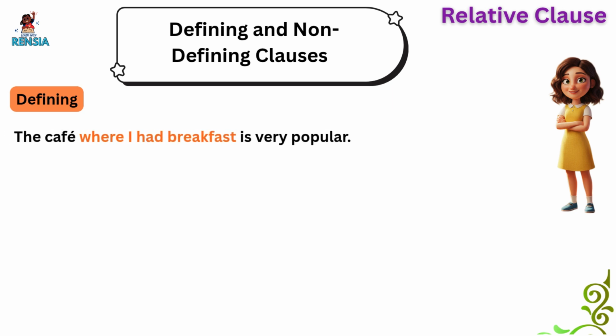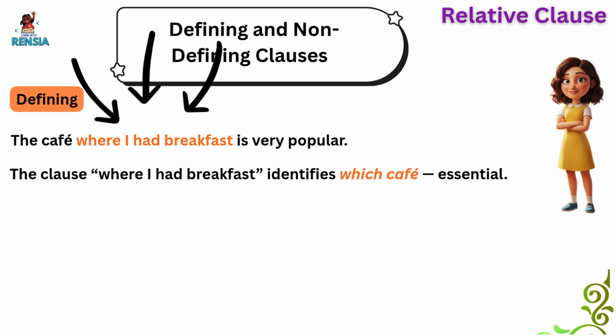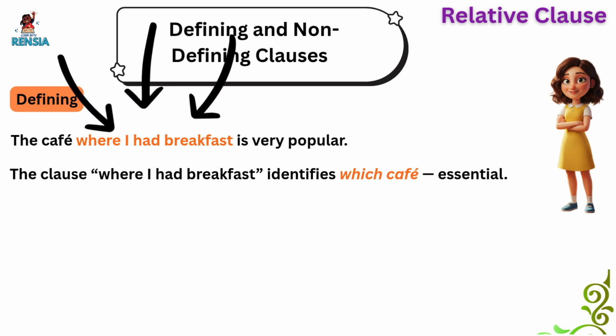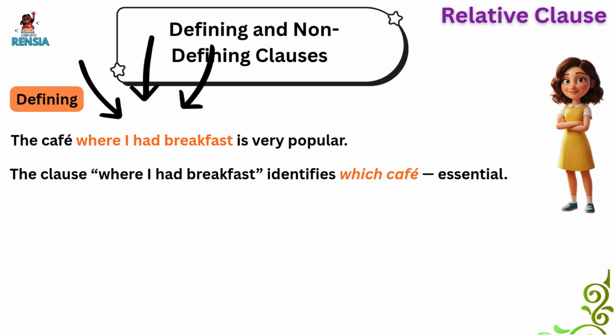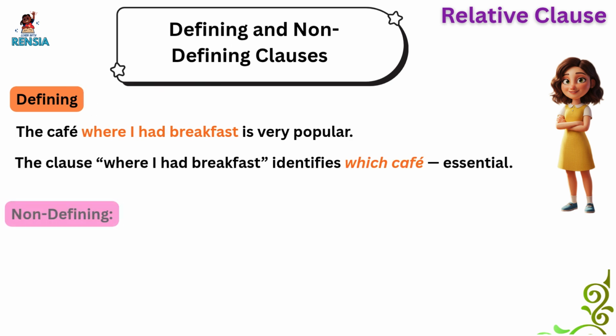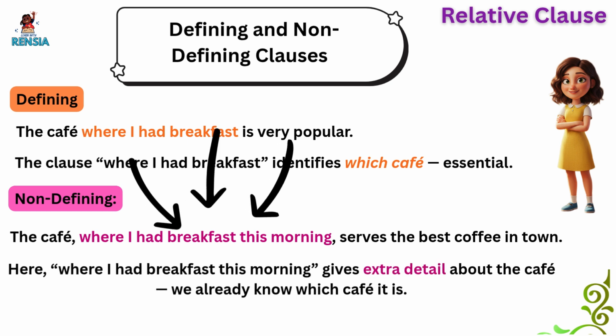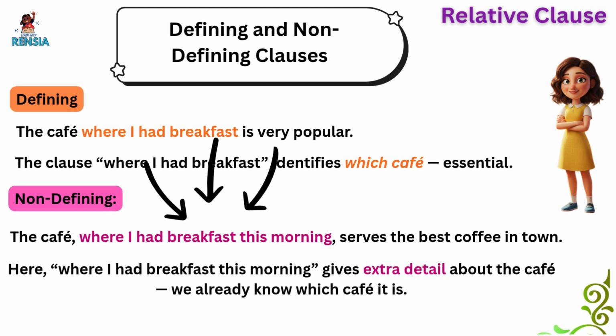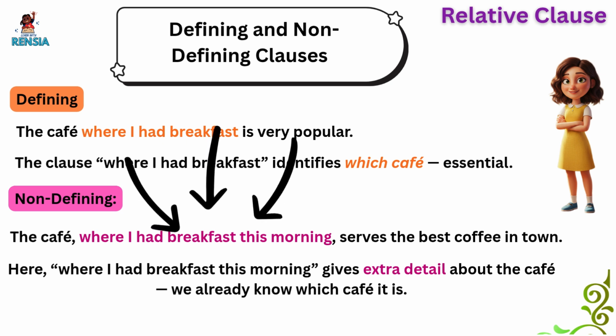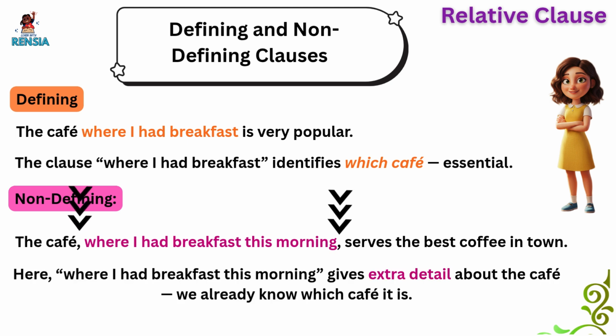Defining. The cafe where I had breakfast is very popular. The clause where I had breakfast identifies which cafe. It's essential information. Non-defining. The cafe, where I had breakfast this morning, serves the best coffee in town. Here, where I had breakfast this morning gives extra detail about the cafe. We already know which cafe it is. Commas indicate it's optional information.